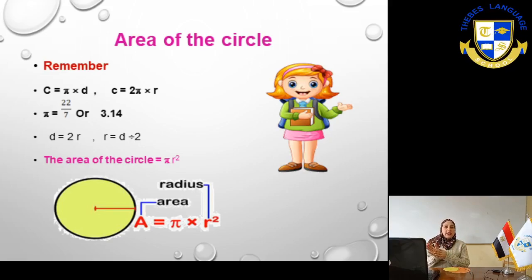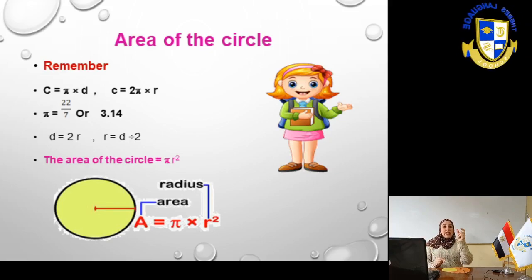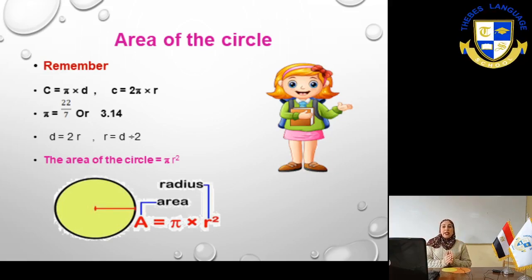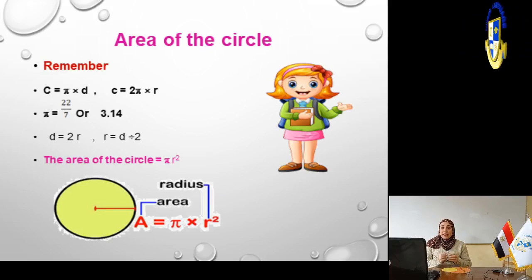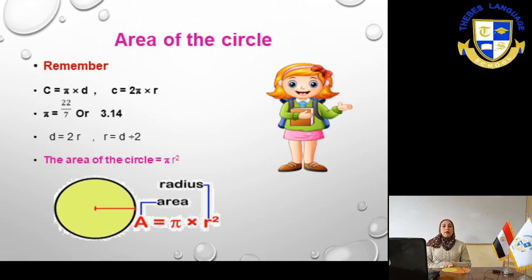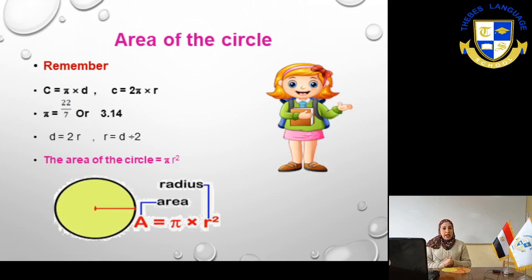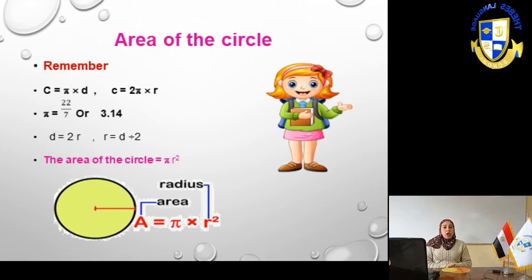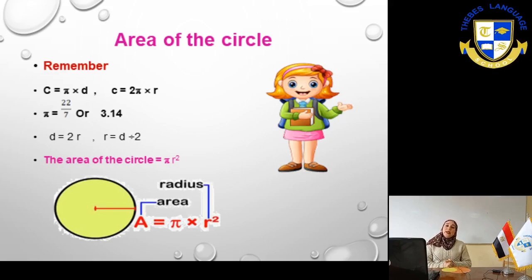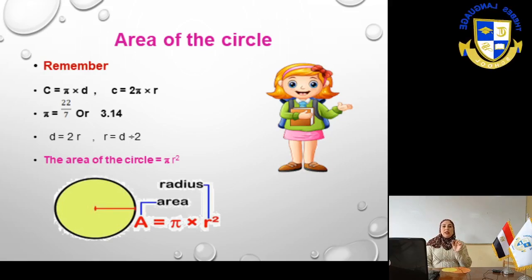I told you that in the problem pi equals 3.14. So substitute with this value instead of the symbol of pi. It will be 3.14 multiplied by the radius length, which is 10 centimeters, to the power 2. Put all this formula on your calculator to calculate the area. So it will be 314. 314 what? 314 centimeters squared.